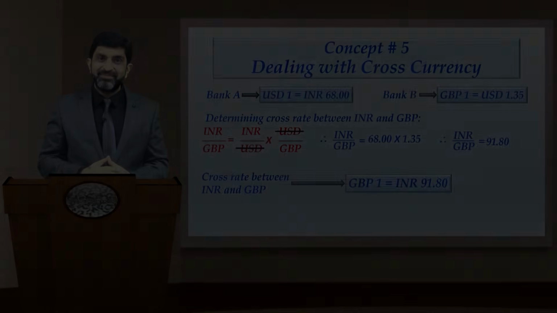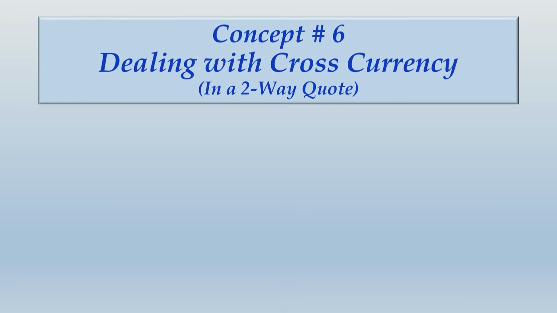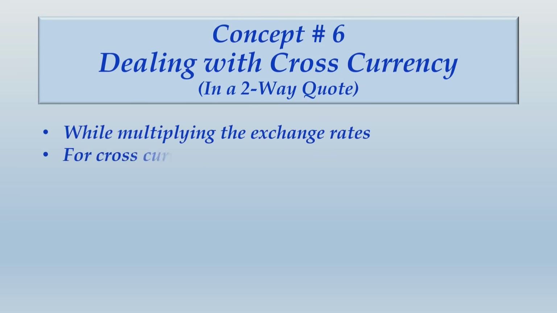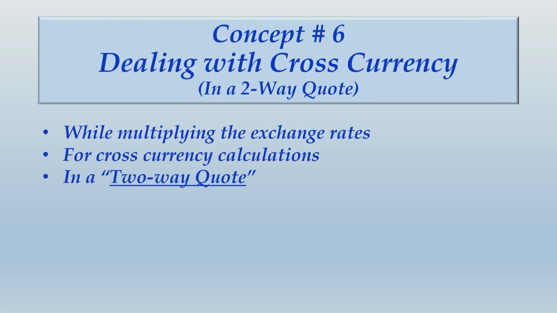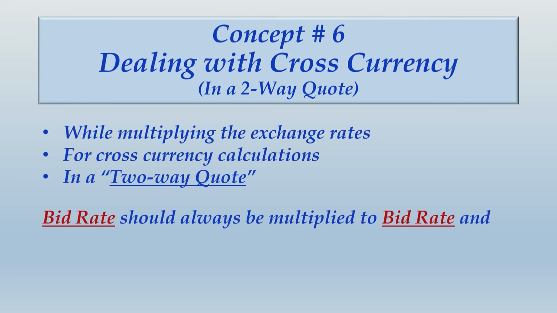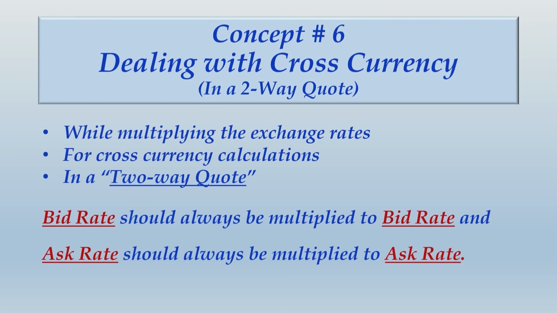Alright friends, let us move ahead with the connecting concept, that is concept number 6. We are still dealing with cross currency calculations, but now we are talking about a two-way quote. That means dealing with cross currency in a two-way quote. Now what is to be learnt over here? While multiplying the exchange rates for cross currency calculation in a two-way quote, bid rate should always be multiplied to bid rate and ask rate should always be multiplied to ask rate.